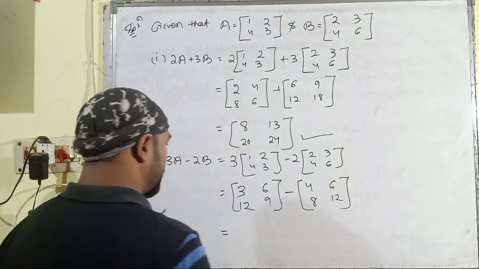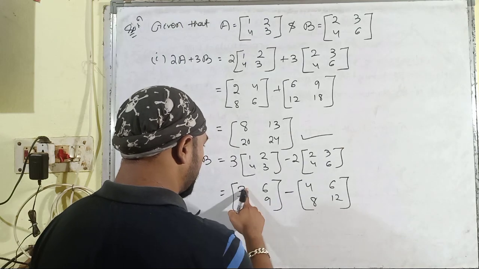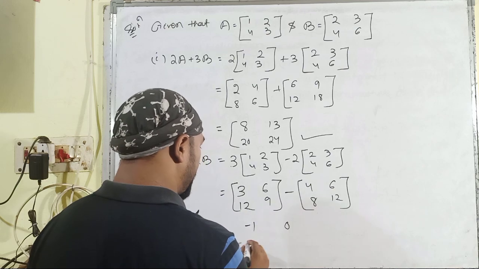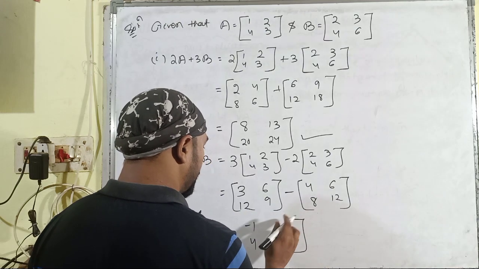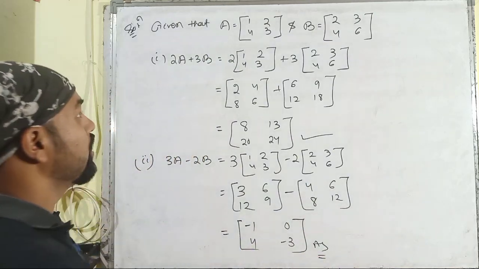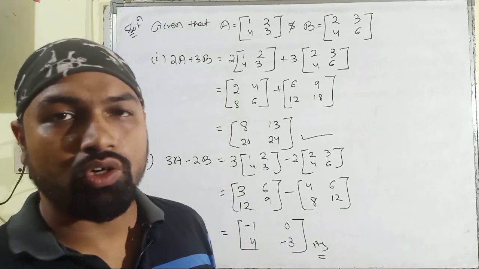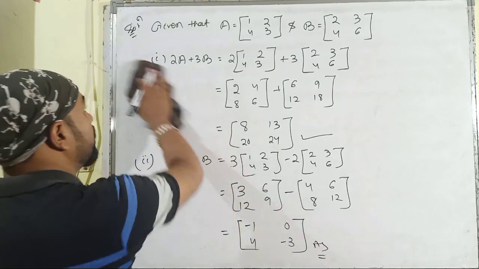Then we have to subtract this, we have to find the difference of these two matrices. Then 3 minus 4, it is minus 1, 6 minus 6, it is 0, 12 minus 8, it is 4, 9 minus 12, it is minus 3, and here is the complete solution or answer of the given problem. So these are based upon the scalar multiplication. Then moving towards the properties of scalar multiplication.